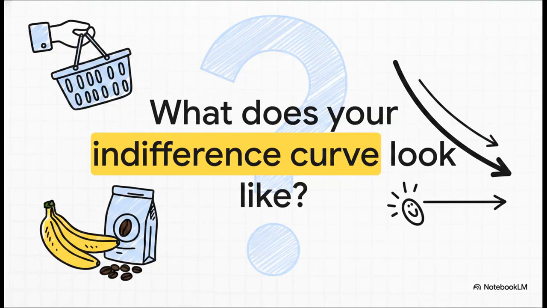So look at that. We've completely transformed a rigid economic theory into a real-world shopping trip. We've seen exactly how our internal exchange rate dictates our choices, why the curves slope downward, and why more is always better when shifting right on the map. I want to leave you with a final thought today. The next time you find yourself staring down two of your absolute favorite items in the grocery aisle, actively weighing which trade-off brings you the most joy, ask yourself, what exactly does your personal indifference curve look like today?